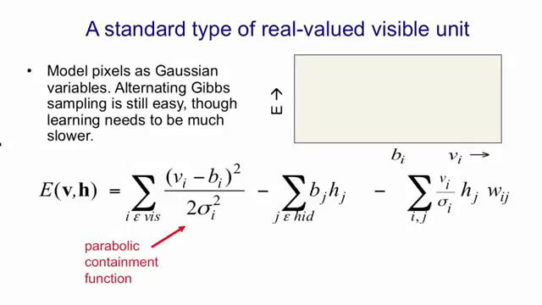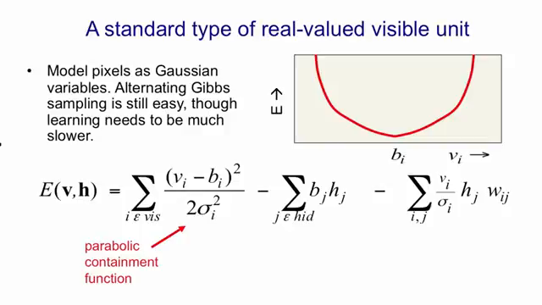So the term in that sum contributed by the ith visible unit is parabolic in shape. It looks like this. It's a parabola with its minimum at the bias of the ith unit, and as the ith unit departs from that value, we add energy quadratically. So that tries to keep the ith visible unit close to b_i.